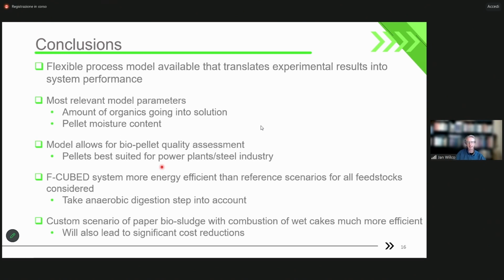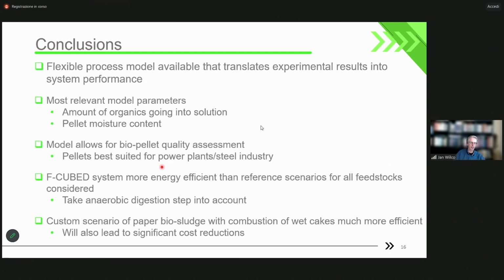This is mostly why the pilot scenarios is worse than the lab scenarios, because the moisture content of the pellets produced in the pilot plant was higher. In the lab, we were able to dewater much more severely and have a lower water content of the pellets. The model allows for biopellet quality assessments. Currently, we see that the pellets are best suited for the power plant and steel industry, but we think we could further optimize and even then comply with the industrial standards for premium wood pellets.